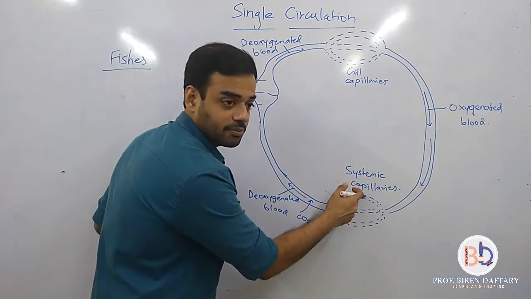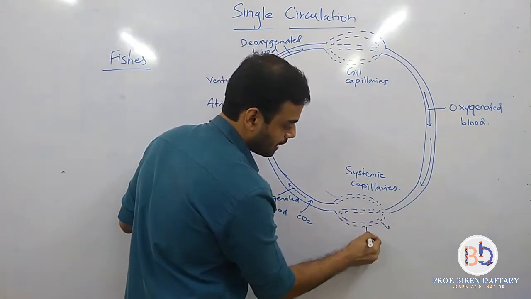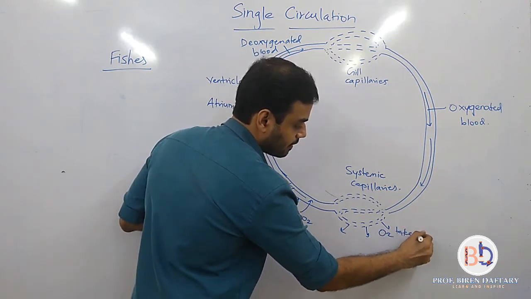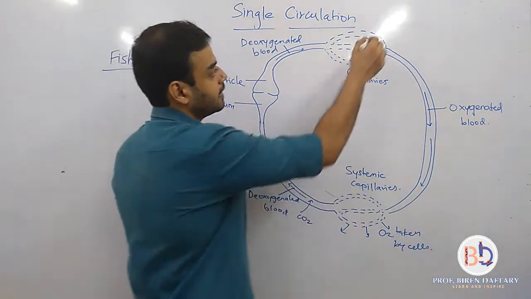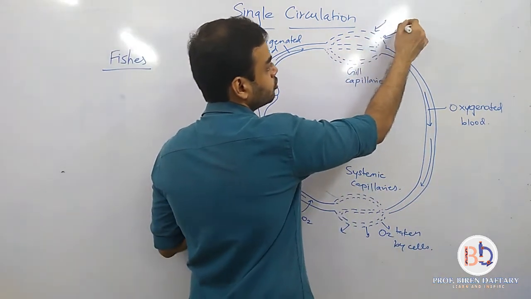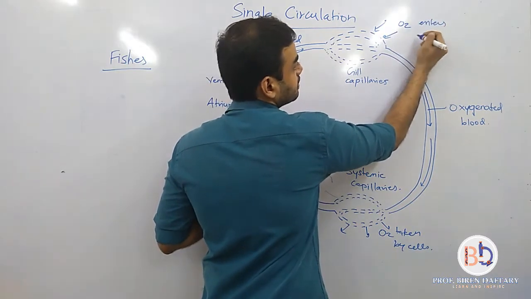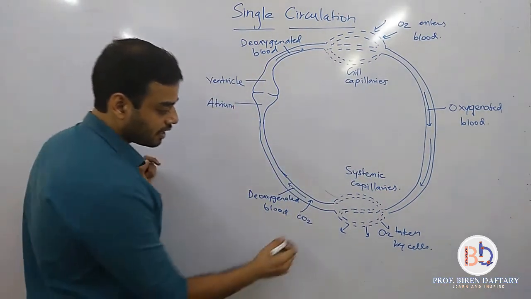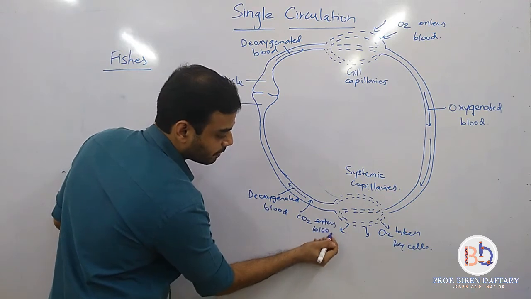they are called systemic capillaries. So oxygen will be taken, so I should actually show arrows. Okay, oxygen taken by cells. यहाँ पे I should show arrows and show oxygen enters blood. यहाँ पे carbon dioxide enters blood. So I hope this part is clear.